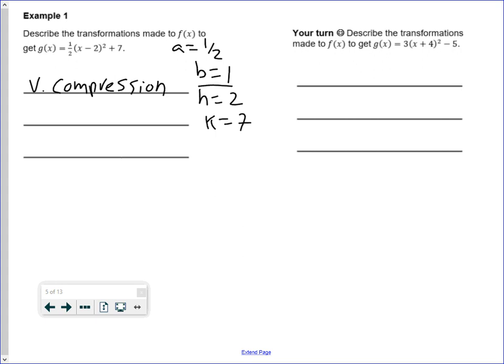When my b is 1, that tells me we're not doing anything. B is not there. We can scratch it out. When h is 2, we're going to the right by 2 units. And when k is 7, we go up by 7.